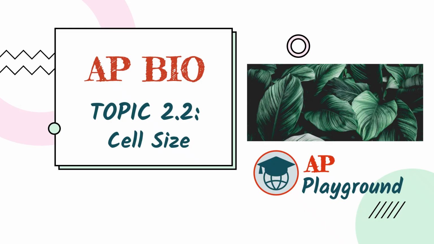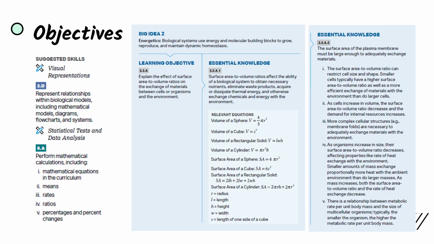Today we're covering topic 2.2, cell size. Objectives today are simple. We're focusing on the surface area to volume ratio and its effect on the exchange of materials between cells or organisms and the environment. We'll also be learning about how to calculate this ratio as well as the benefits of having a smaller cell in relation to this ratio.